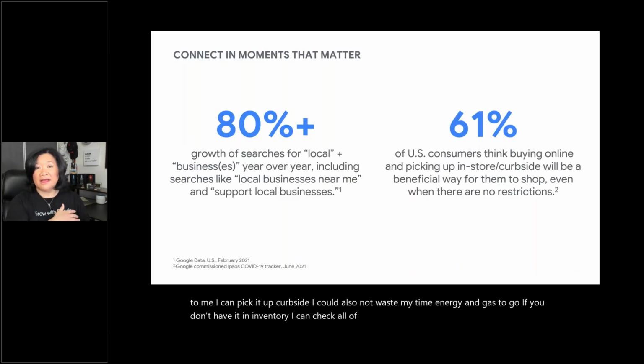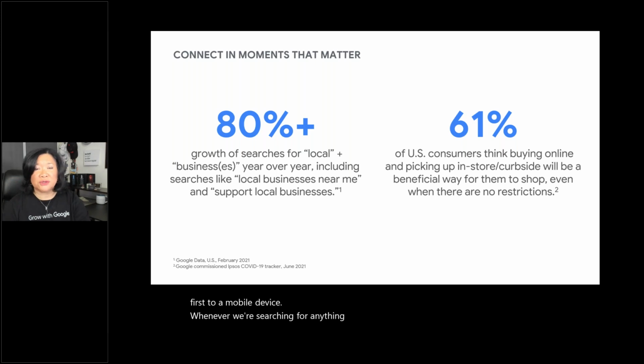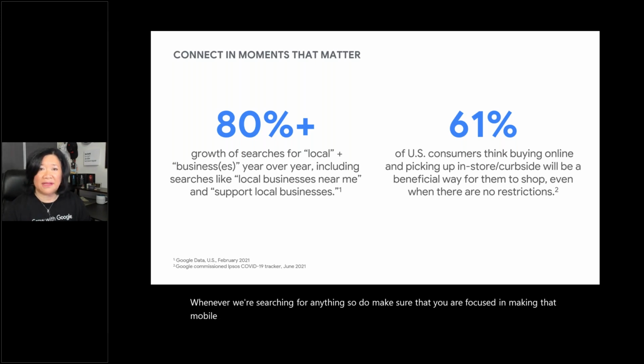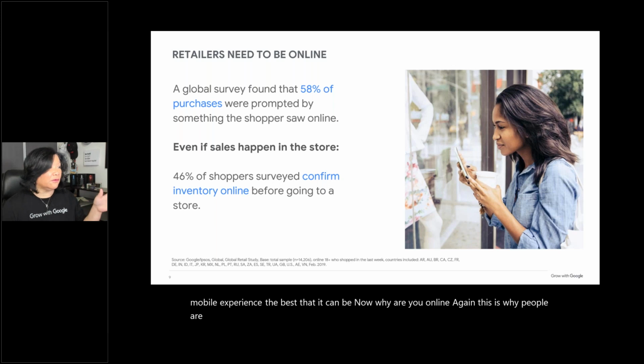And we saw that whole shift happen in March 2020, and the past 2 years it continues to happen and grow. In fact, 78% of us go first to a mobile device whenever we're searching for anything. So do make sure that you are focused on making that mobile experience the best that it can be. Now, why are you online again? This is why. People are there. If sales happen in the store, people are going first to your online site.